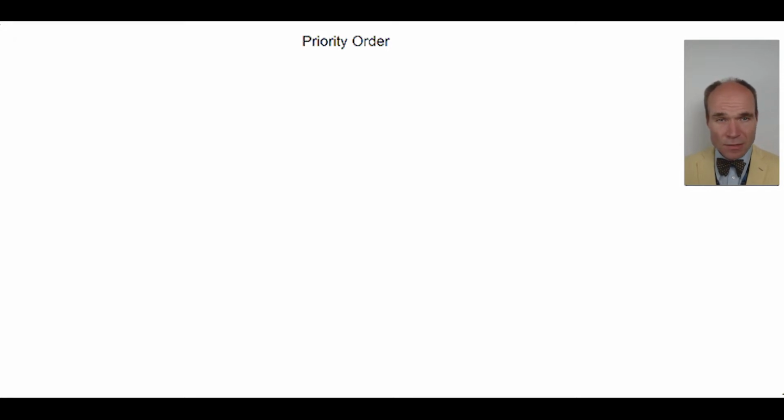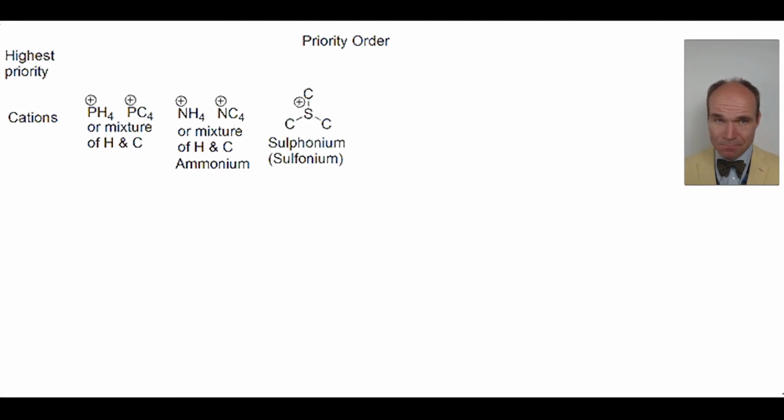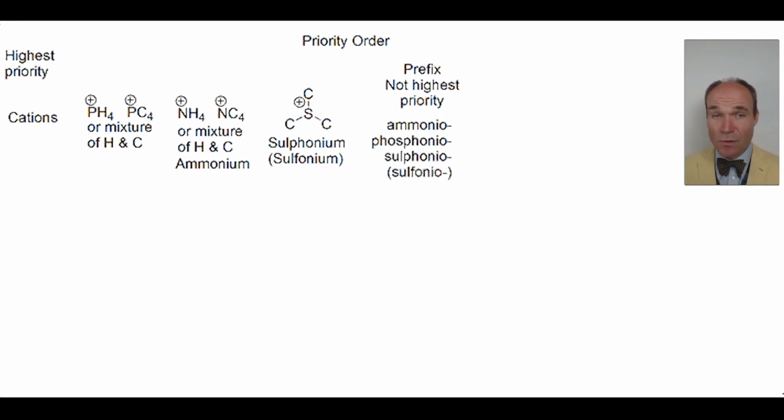So now we're going to talk about a list of functional groups in order of priority. The highest priority functional group in our list is cations, such as ammonium, phosphonium, or sulfonium. Now, if they are not the highest priority, if there were another functional group present that were a higher priority than the cation, such as radicals or anions that are not discussed here, then the cation would be referred to as ammonio, phosphonio, or sulfonio.